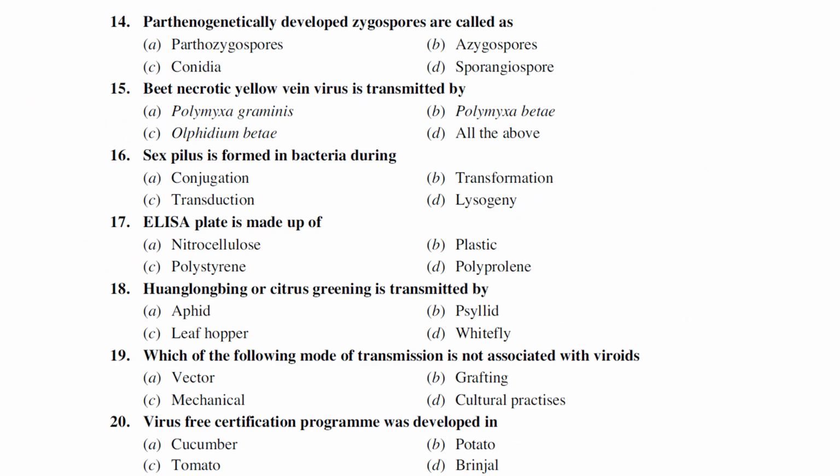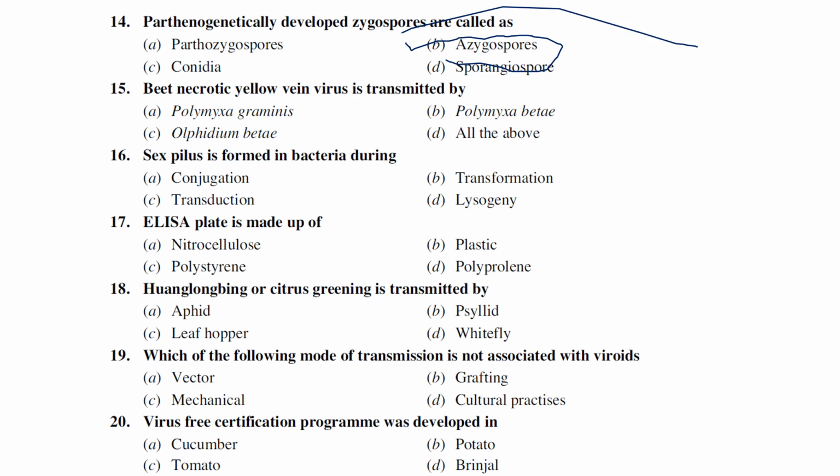Parthenogenetically developed zygospores are called parthenozygospores or azygospores. So the development of a zygospore through the parthenogenetic process, or the parthenogenetically developing zygospore, is known as an azygospore. A zygospore is a sexual diploid resting spore, right? We know very well that it is produced by the Zygomycota group of fungi.